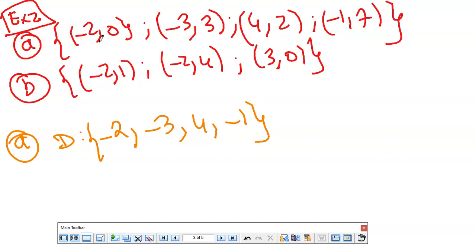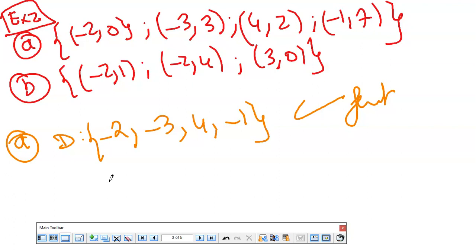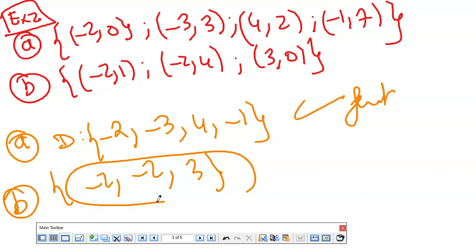Excellent. And then each x has a y. -2 has 0, -3 has 3, 4 has 2, -1 has 7. Guys, I can also have -2, 0, -3, 0, 4, 0, -1, 0. It's still a function. So yes, this is a function because for each x, I have exactly one y and all the x's are used. If I go to part B, if I just write the domain, I have -2, I have -2 again, and I have 3. So is it a function?